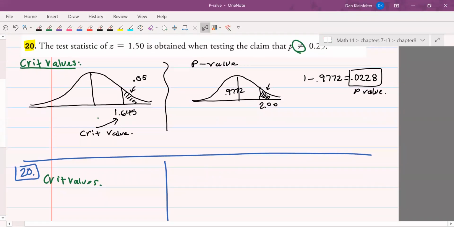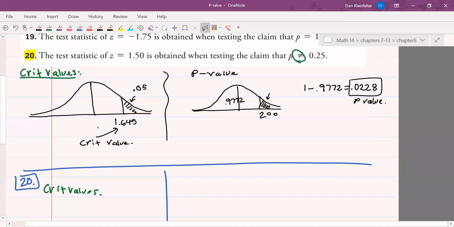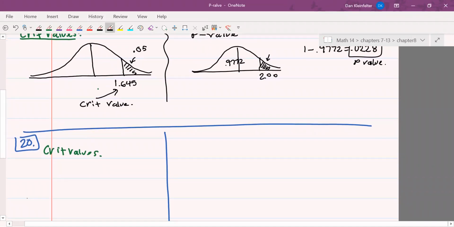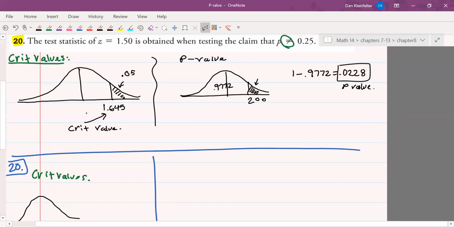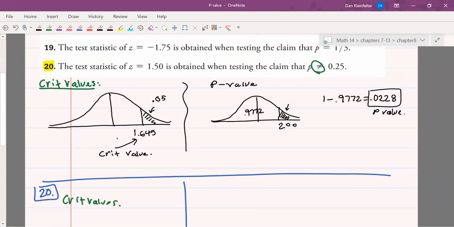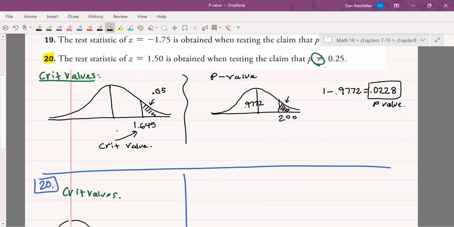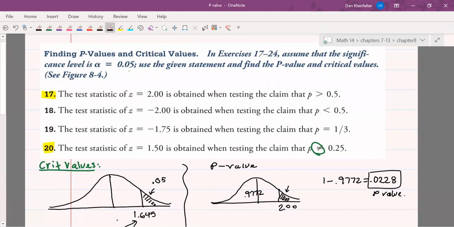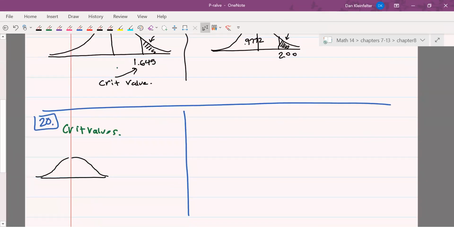Okay, so now we want to try 20. So here it says the test statistic of 1.50 is obtained when testing the claim that p is not equal to 0.25. So we're going to start by drawing a picture. This one is two-tailed, because it's got a not equal to in it. Our alpha we were given was 0.05. So that means if we're doing a two-tailed test, we're going to have 0.025 in each tail.